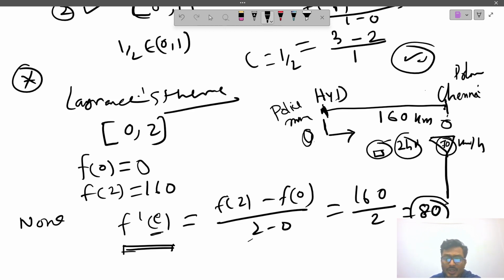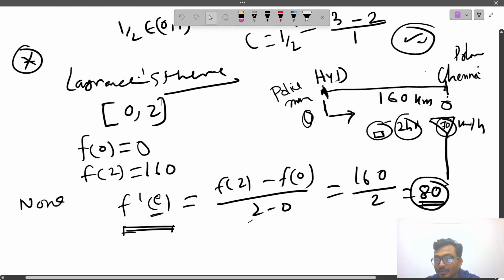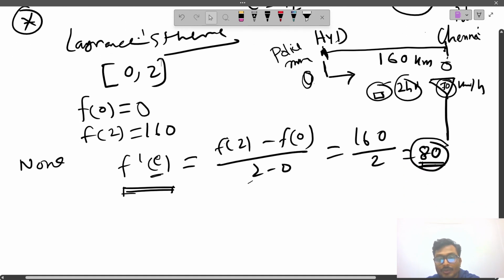So this is it for Lagrange's theorem and Rolle's theorem. I think this is enough for the class 12 syllabus.